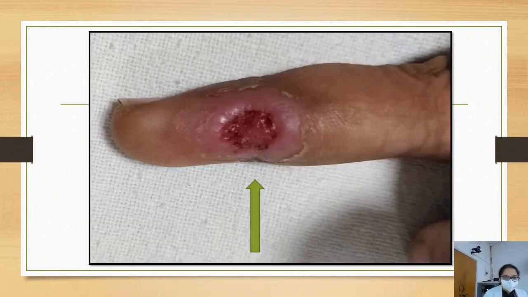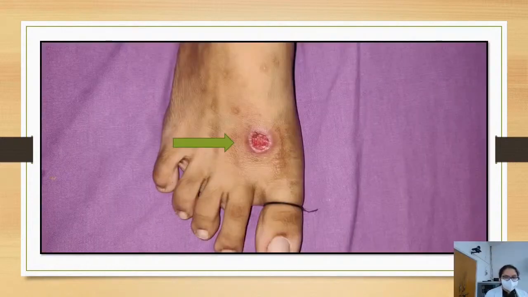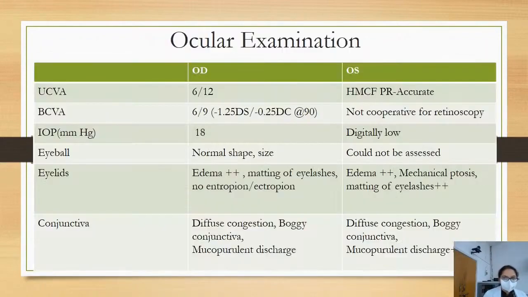So here on this clinical picture, we can see there is an ulcerated lesion present over the middle finger of the right hand. Surrounding skin is peeled off and the ulcer margin is clear. Similarly, on the dorsum of right foot, we can see the clear margins of the ulcer with central necrotic area.